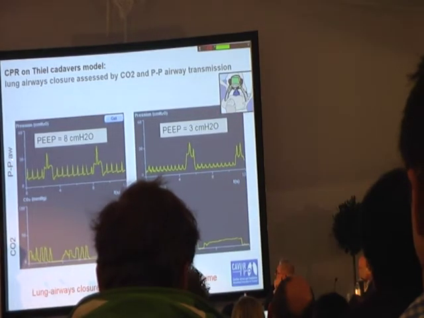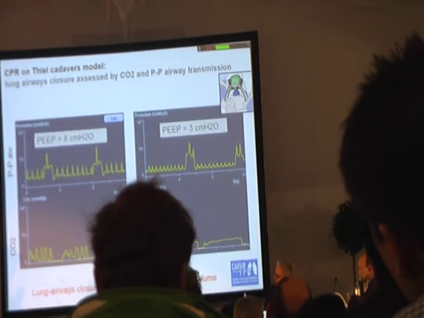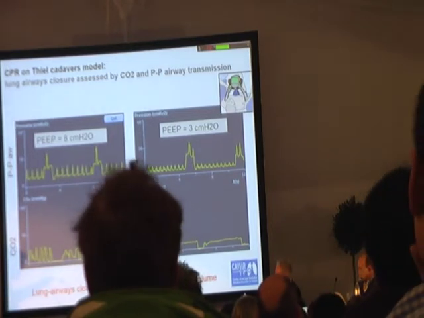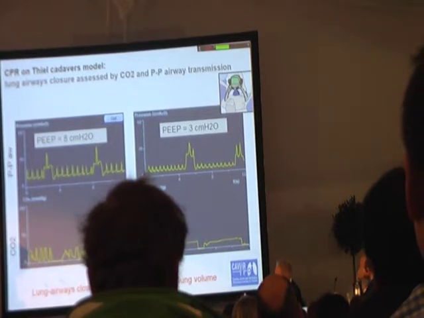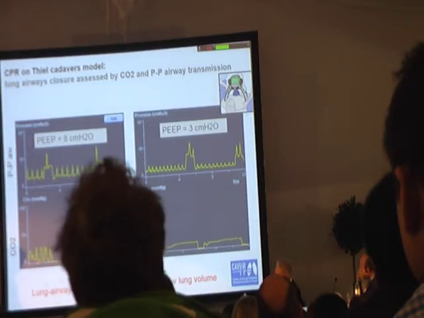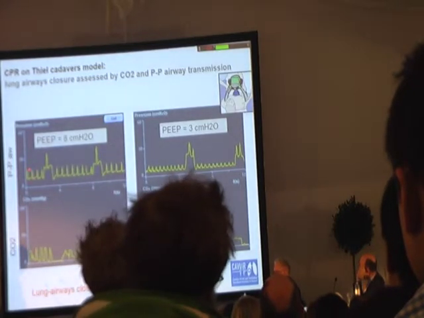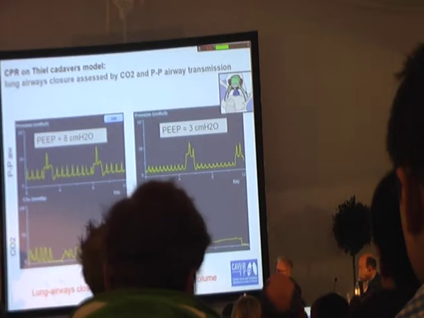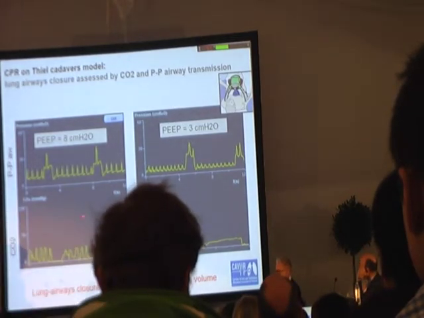You can see the PP airway, remember, that reflects the transmission of chest compression at the airway opening, and on the bottom line, the CO2 tracing. Interestingly, you can see that the CO2 is oscillating according to the chest compression, and the PP airway reflects a very good transmission of the pressure generated by the Lucas into the ventilator.